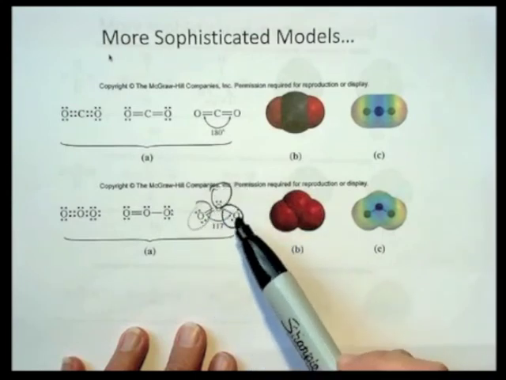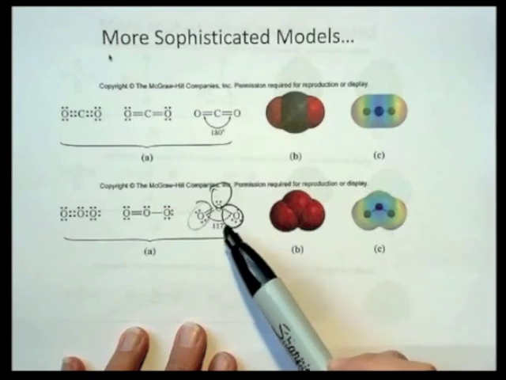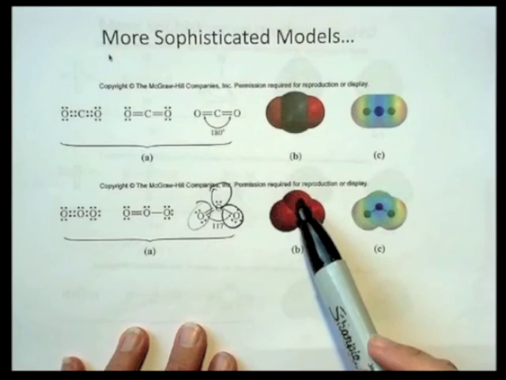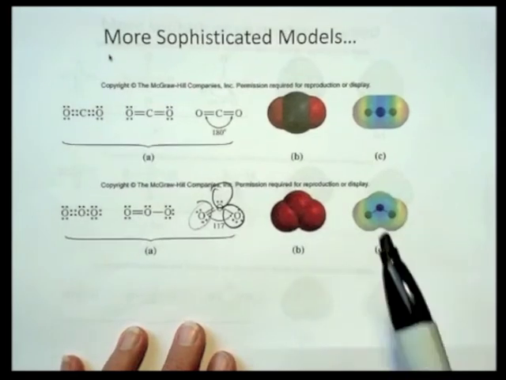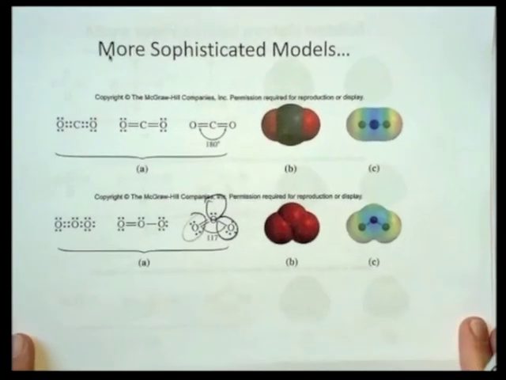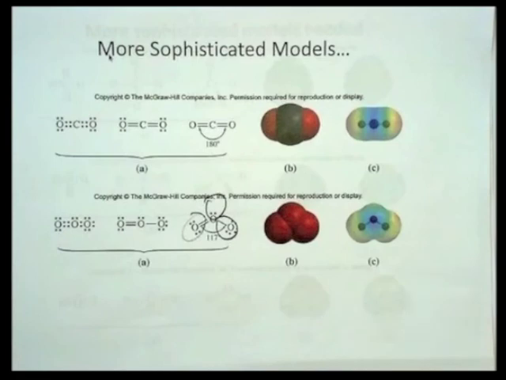You should know that it's bent. You should know about why the bond angle is a little bit less than 120. Here's a space filling model. All the atoms are the same, but they're not linear. They're bent. And then here's the electron distribution model. Okay, so what we've done for ourselves here is we've gotten a more sophisticated look at compounds.